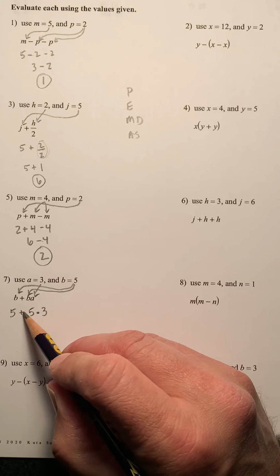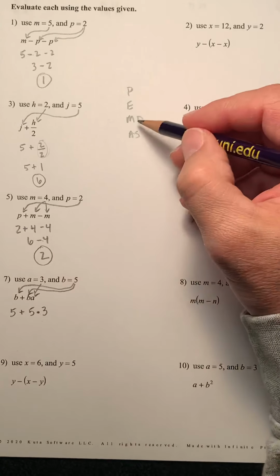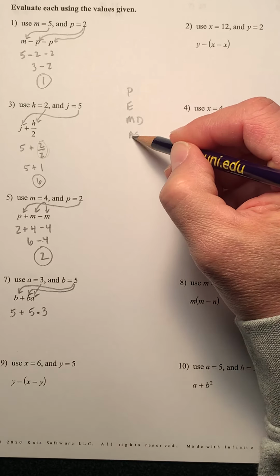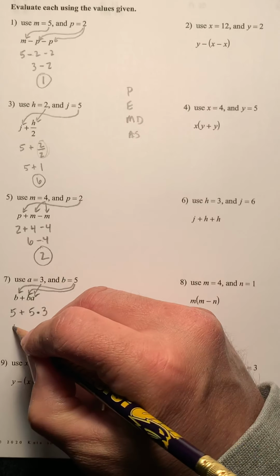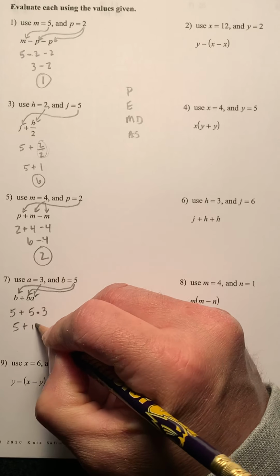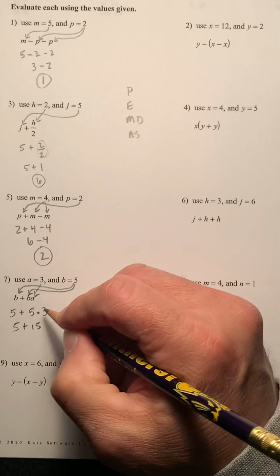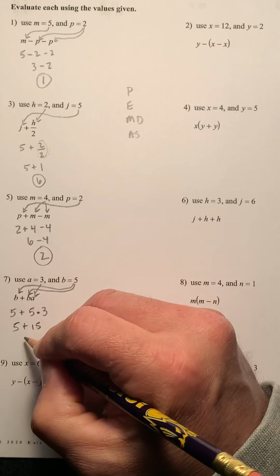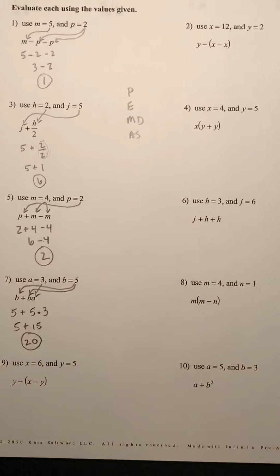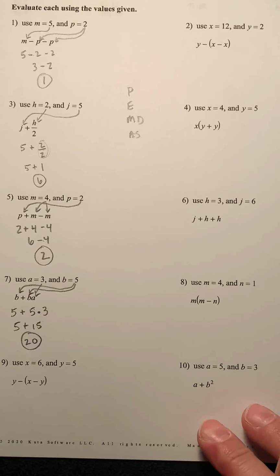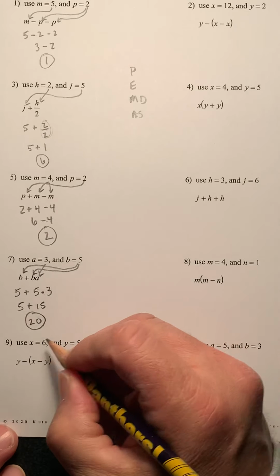And so now we have addition, we have multiplication. Of course, multiplication comes before addition in the order of operations. So we are going to multiply first. 5 times 3, get 15. 5 plus 15 is 20. And there's our result.